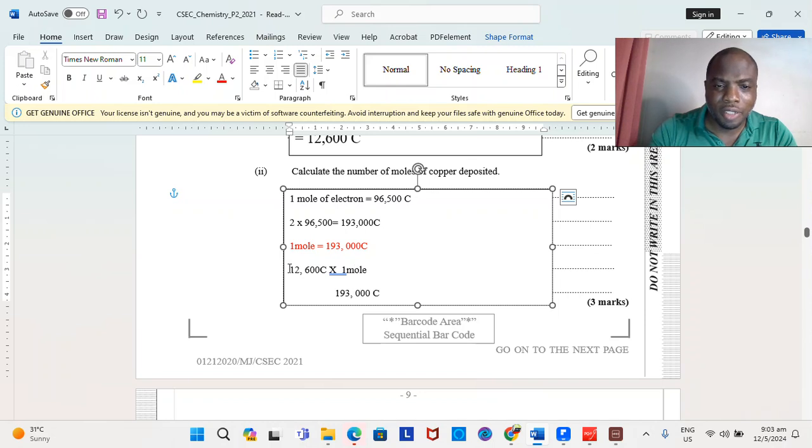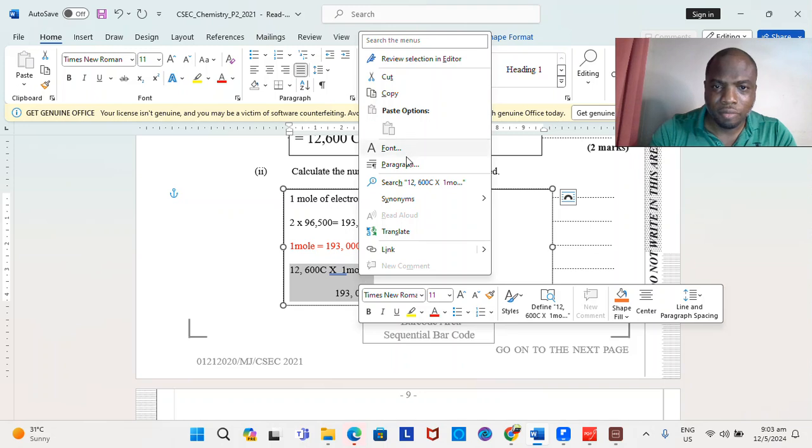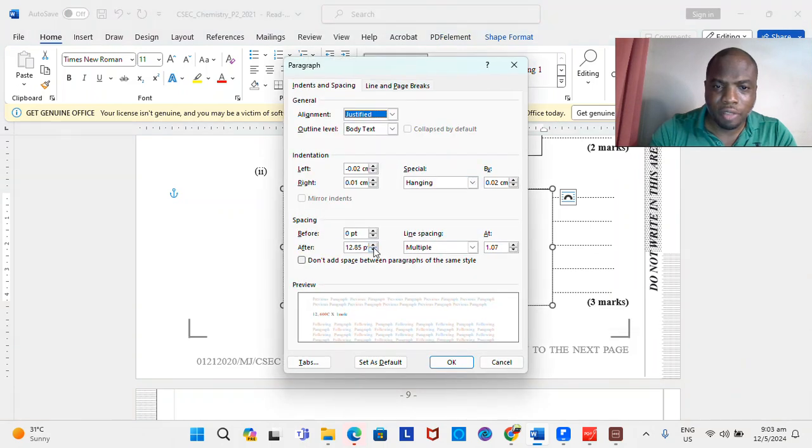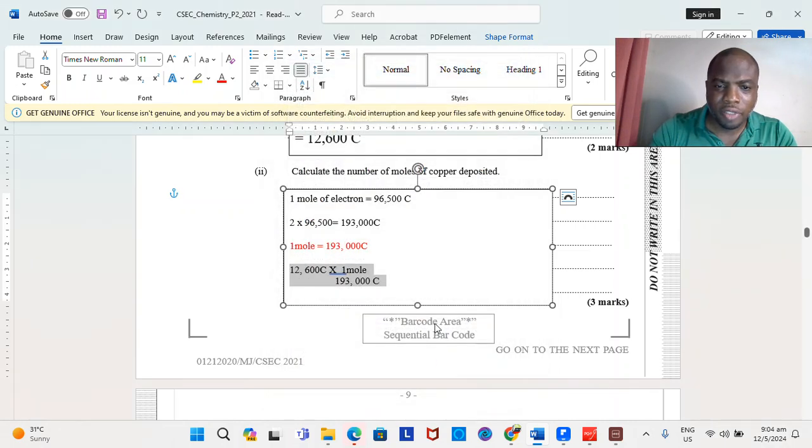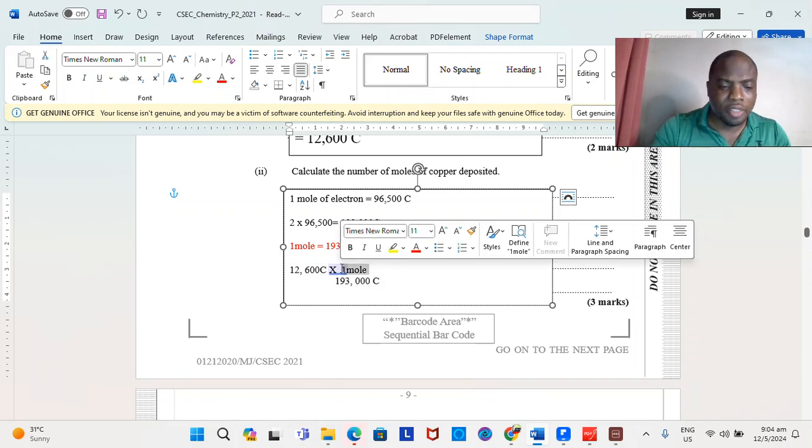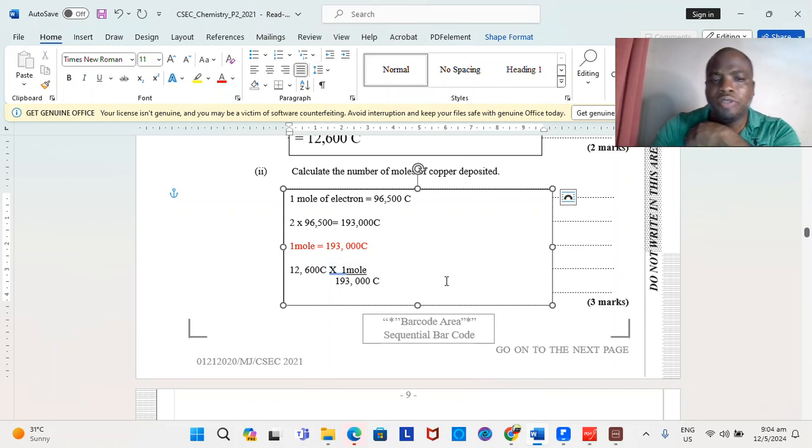Forgive me for the space that is here. I think probably I can adjust that. Paragraph, single, yes, like that, and underline just to show.